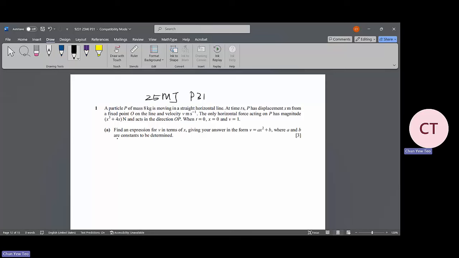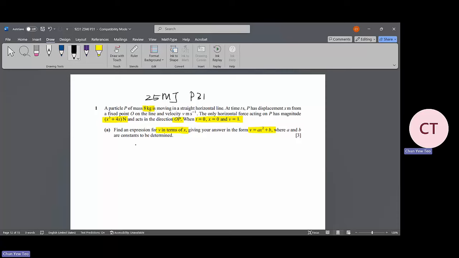A particle P of mass 8 kg is moving in a straight line at time t seconds. P has a displacement of x meters from a fixed point O on the line and velocity v meters per second. The only horizontal force acting on P has a magnitude of x cubed plus 4x Newtons and acts in the direction of OP. When t equals 0, x equals 0, and v equals 1. Find the expression of v in terms of x, giving your answer in the form v equals the square root of ax squared plus b, where a and b are constants to be determined.